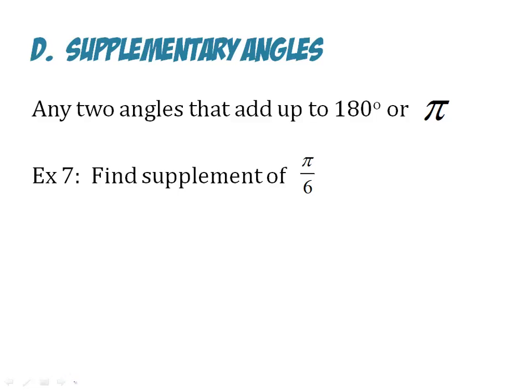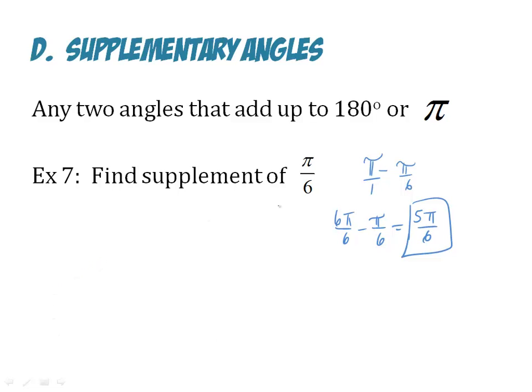Okay, the last one is supplementary angles. So back in geometry days, you learned that two angles that add up to 180 are called supplementary angles. So now we throw in the radians, pi. Pi and 180 are interchangeable, remember? So to find the supplement of pi over 6, I just take pi and subtract pi over 6. Well, common denominator is going to be a 6, so I have 6 pi over 6 minus pi over 6 gives me 5 pi over 6. So there's my supplement to it.